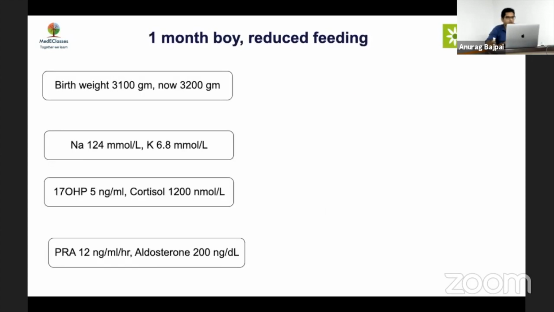A 1-month-old boy with history of reduced feeding. Now the birth weight was 3100 grams, increased only 100 grams, hyponatremia at 124 and hyperkalemia is there. 17 HP is just fine, cortisol is high. Now PRA is high and aldosterone is high. So what do you think is this case? So we have both the high levels are there.